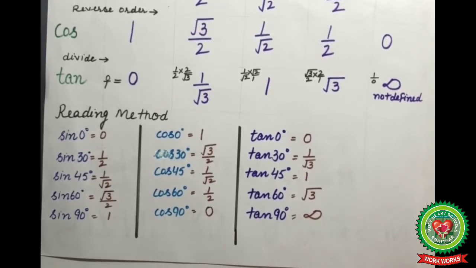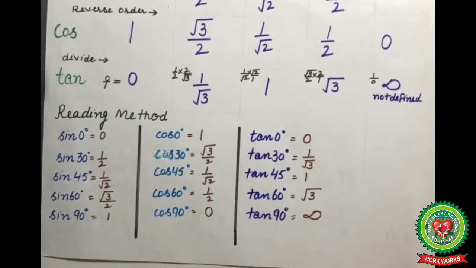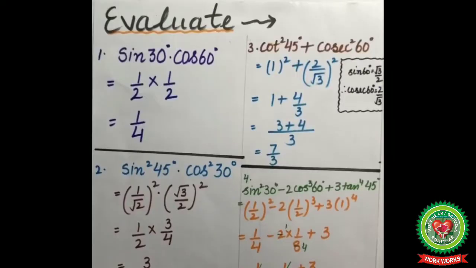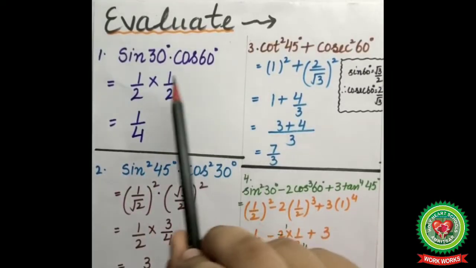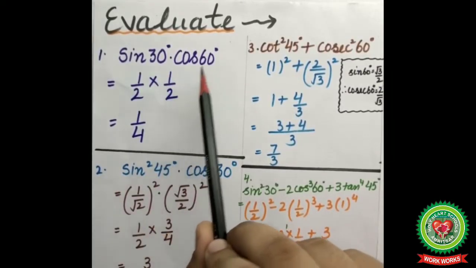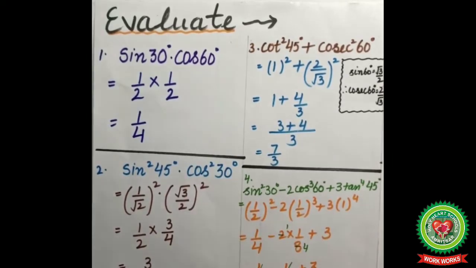Now students, let us discuss the sums based on the standard angles in trigonometry. The first sum is: evaluate sin 30 degrees multiplied by cos 60 degrees. Now students, we have already learned the values of the different trigonometric ratios under the standard angles. So now we are just going to substitute these values.